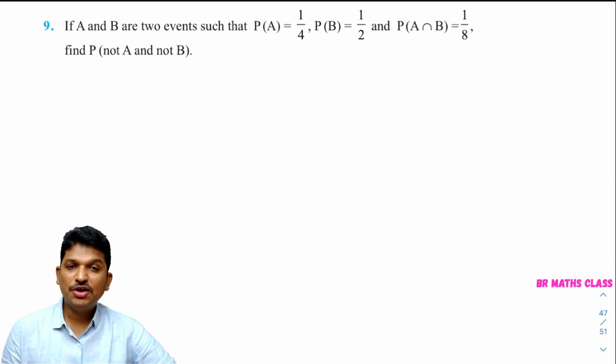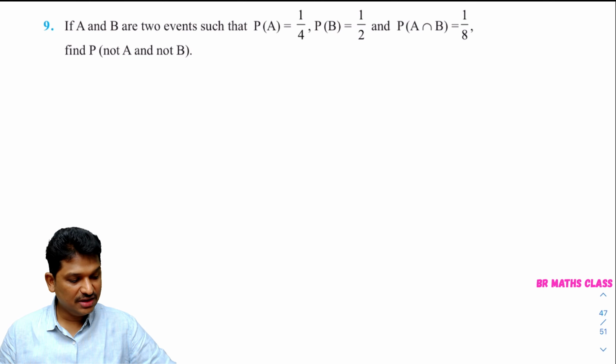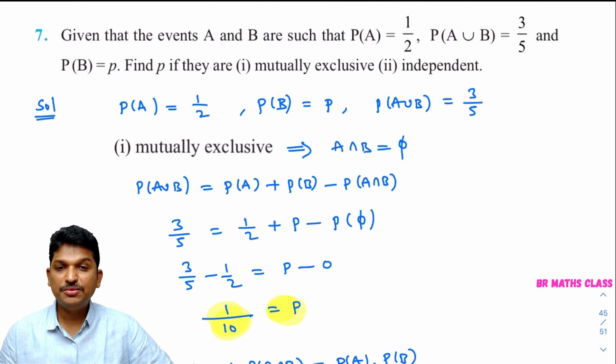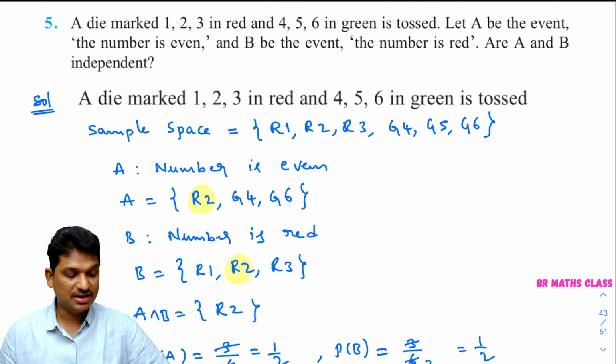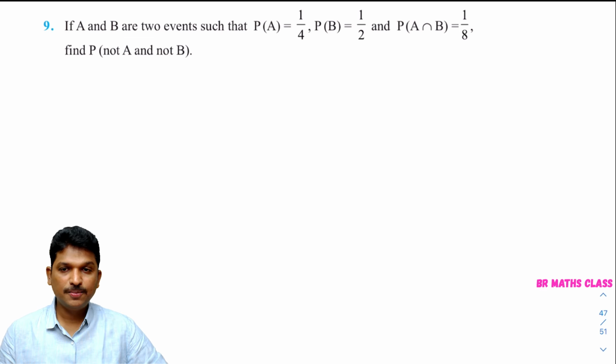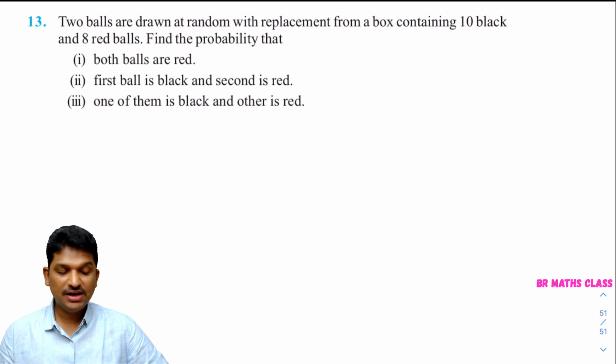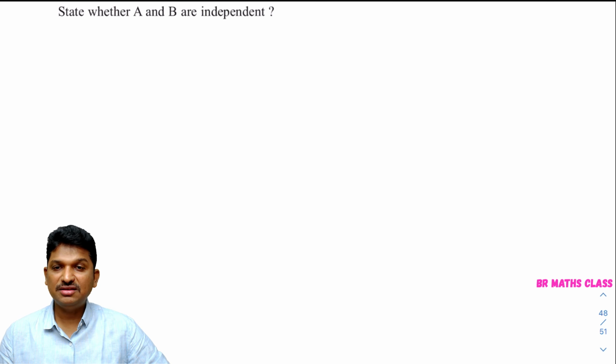In last class, we completed the first 8 problems of exercise number 13.2, chapter Probability, class 12. You see, these are the 8 problems we completed in last class. In this class, we'll do the next 5 problems, question number 9 to question number 13. We'll complete these problems in this class.